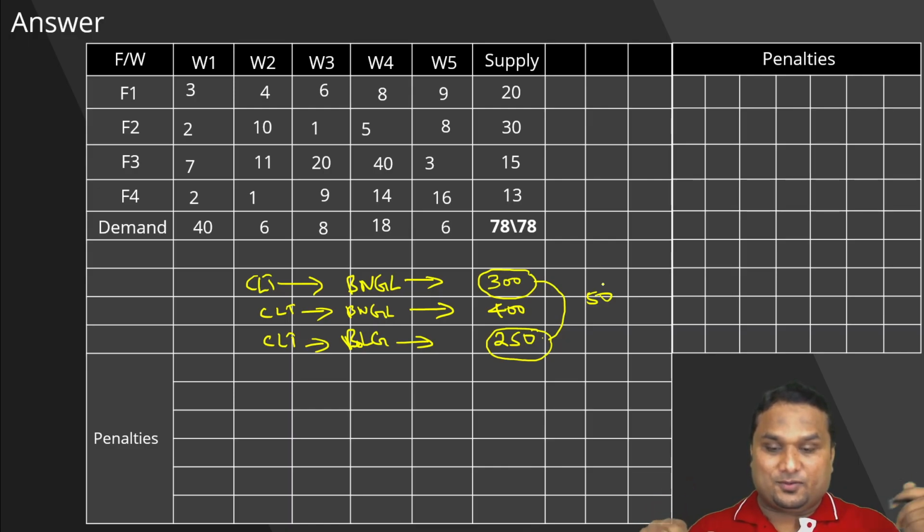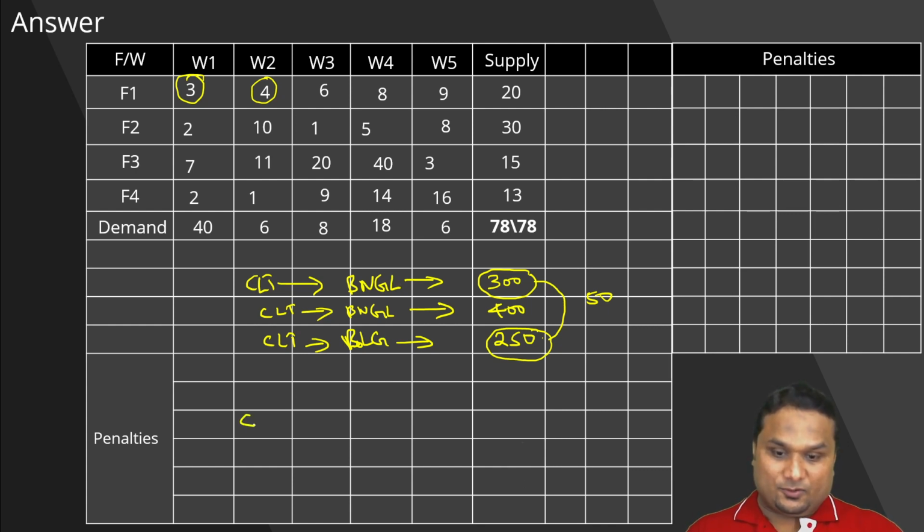If my lowest cost over here is 3 rupee, and I'm not able to transport at 3 rupee, my next best opportunity is 4 rupee. That is the meaning of the penalty. Now, this is one of the transportations which I have to do from Calicut to Bangalore.